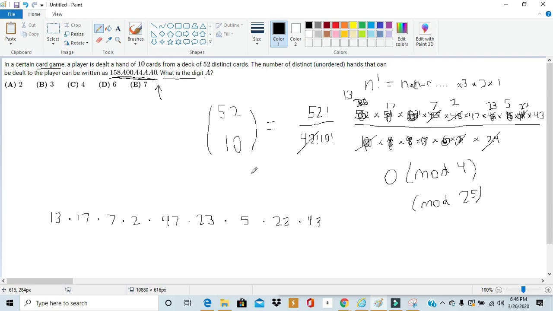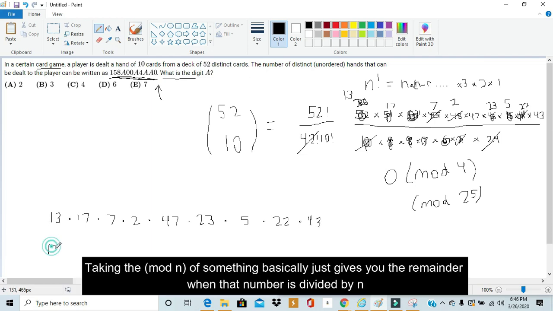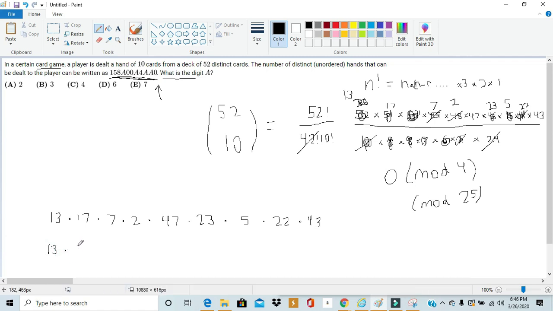Okay, that's where this gets irritating. We're gonna have to start bashing a couple numbers out. 13, we can express that as 13 mod 25. 17, we can express that as negative 8 mod 25. Right, because 25 plus negative 8 is 17. Next one, 7 is 7 mod 25. So I'm just going to keep the 25 here to the side. I'm not going to write mod 25 every time.